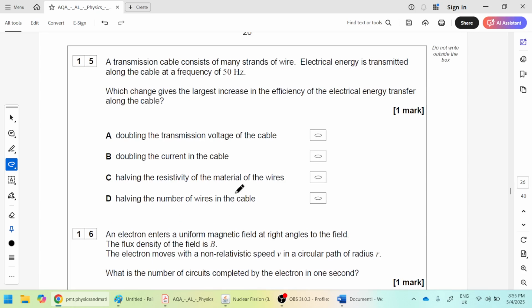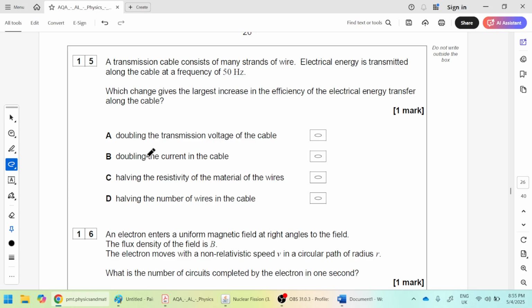A transmission cable consists of many strands of wire. Electrical energy is transmitted along the cable at a frequency of 50 Hz. Which change gives the largest increase in efficiency of the electrical energy transfer along the cable? Let's see. Efficiency of electrical energy transfer. Okay. The largest increase in efficiency.